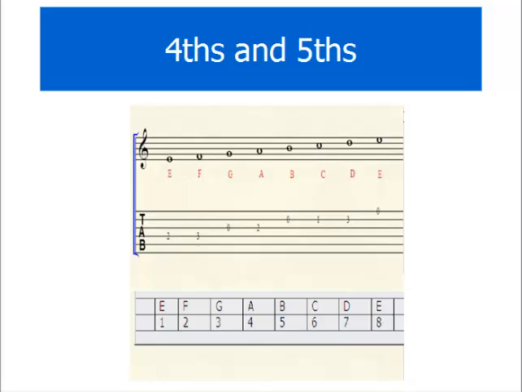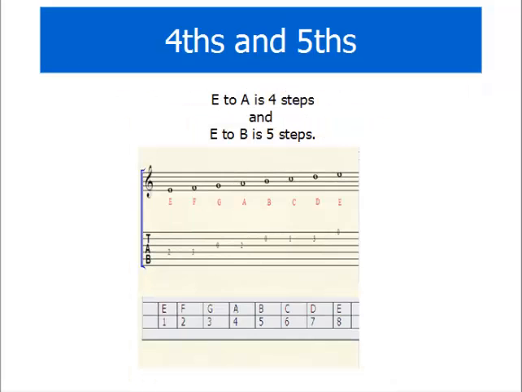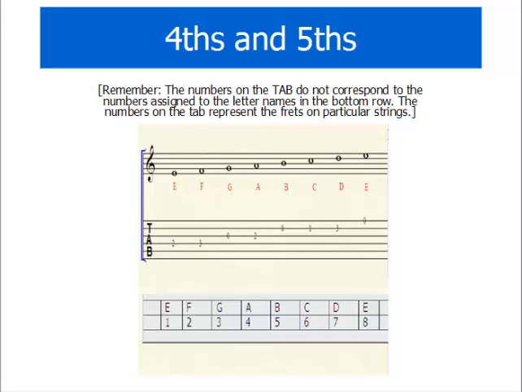Now, we're going to look at the fourth. Look at the very bottom, and you'll see E, F, G, A. That creates a fourth. One more step, and it'll be 5. The B would be a fifth. Now remember, the numbers on the tab do not correspond with the numbers assigned to letter names in the bottom row. The numbers on the tab represent the frets on particular strings. Okay? They have nothing to do with each other.